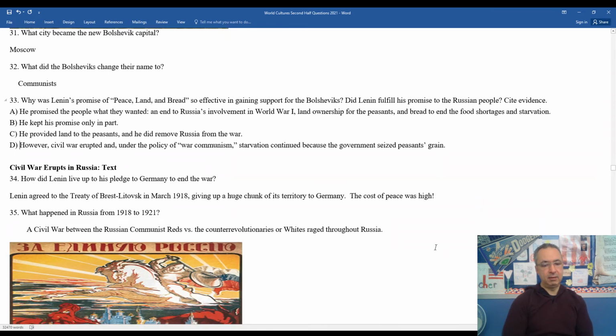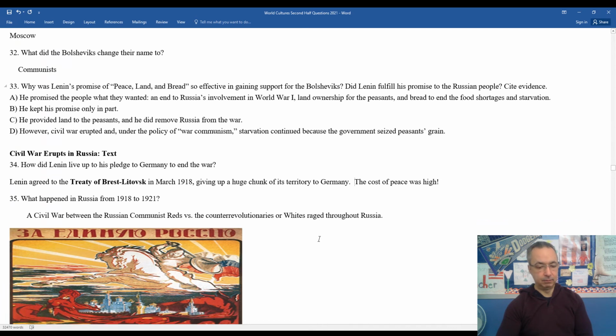34, how did Lenin live up to his pledge to Germany to end the war? Lenin agreed to the Treaty of Brest-Litovsk. That treaty you should be familiar with is the treaty that took Russia out of World War I. They give up a huge chunk of its territory to Germany. The cost of peace was very high for Russia.